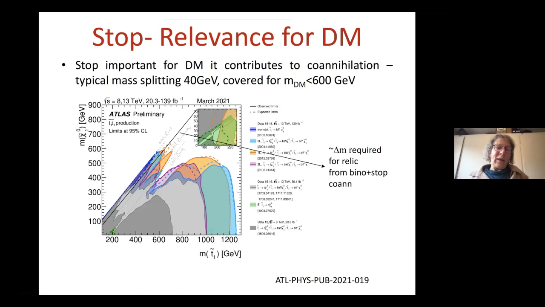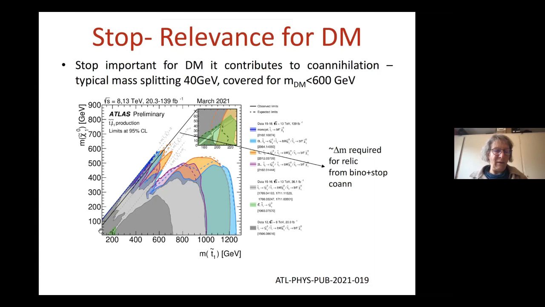If you remember the global plot I showed you before, I showed you cases where you had many regions where you had a co-annihilation contribution to dark matter. So in a sense, looking at this region is very important. So for example, the stop will be important for the dark matter, principally if it contributes to co-annihilation. When you look at results for the search for stop, this is an example from ATLAS for current limits on stop versus the neutralino mass. So the best limit is over 1.2 TeV if the neutralino is very heavy.